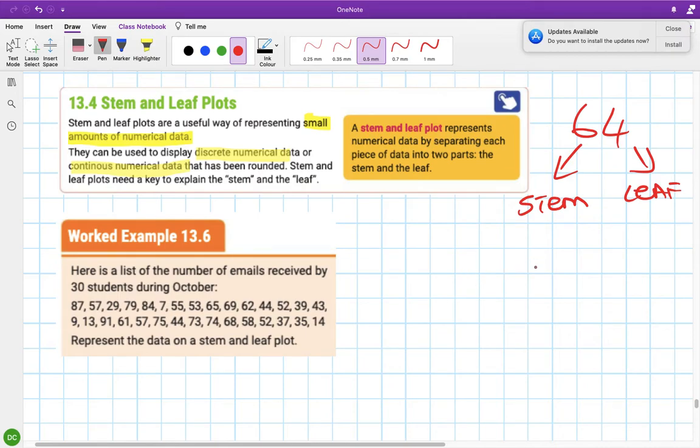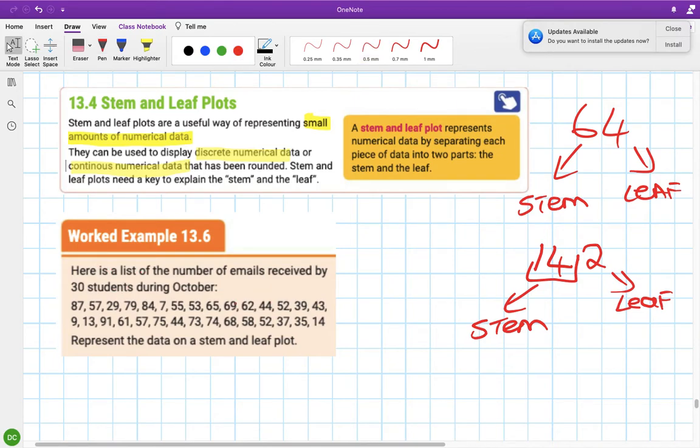It could be more than that. It could be like 142. Then the 140 part is your stem and the 2 part is your leaf. Okay, there has to be only one digit in the leaf. That's important. Okay, so here's a list of number of emails received by 30 students during October.